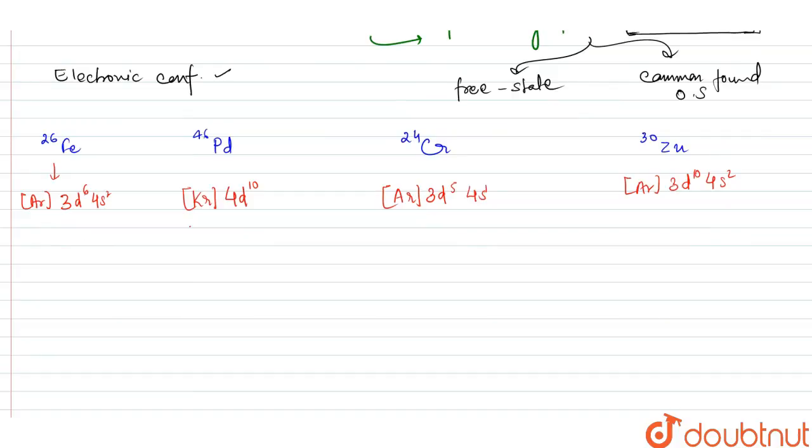If we see iron, we talked about a condition that either in the free state or in a common oxidation state, there should be partially filled d orbitals. So we see in the free state, there are partially filled d orbitals. So this will behave as a typical transition element.